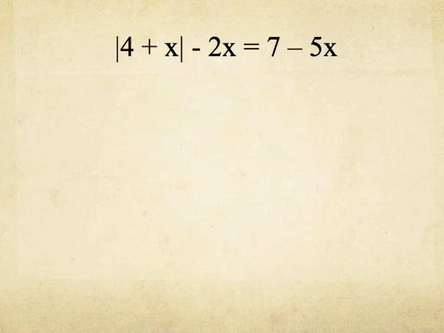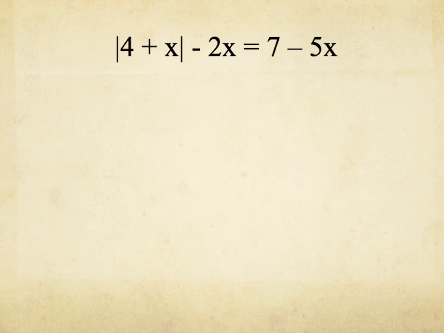Okay, this is our last problem that I'd like you to do. Please try this on your own. Either pause the video or follow along with me. So it's the absolute value of 4 plus x minus 2x equals 7 minus 5x. So as you can see, there's x's with absolute value and x's without absolute value.